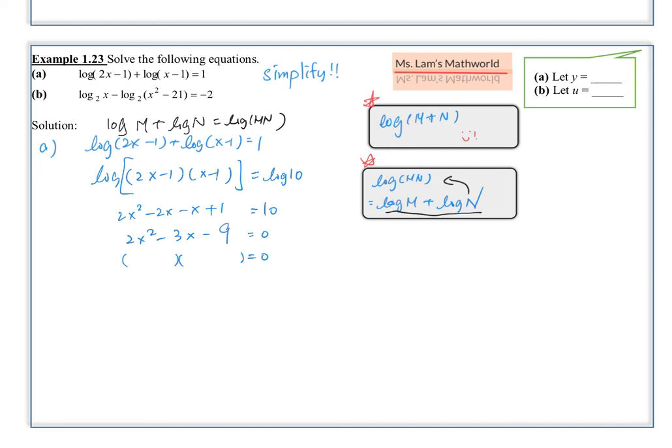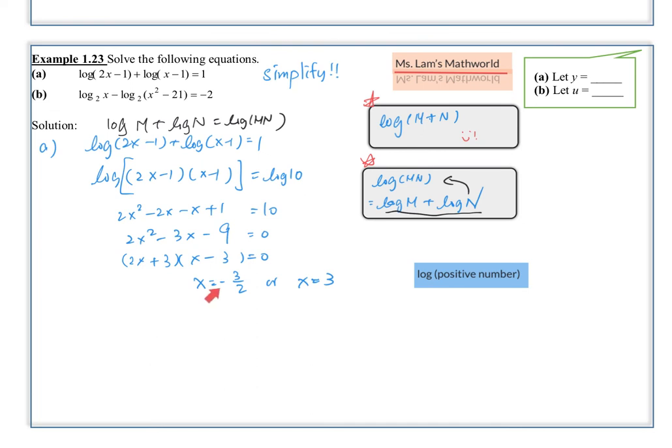And then it is not hard to use the cross method to handle. So one of them minus, one of them is plus, right? So minus 6 plus 3 equals to negative 3. So x is equal to negative 3 over 2, or x is equal to 3. So don't forget that for logarithm, we have to put a positive number inside the bracket. So please check if both of them are positive when you substitute inside.